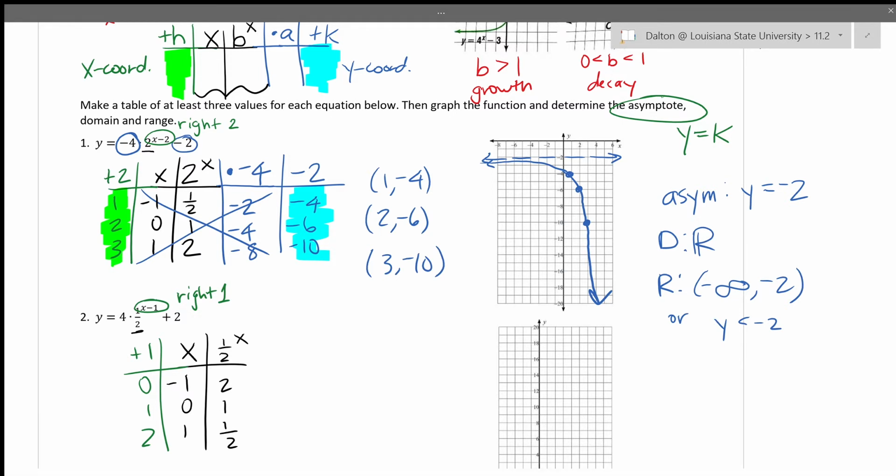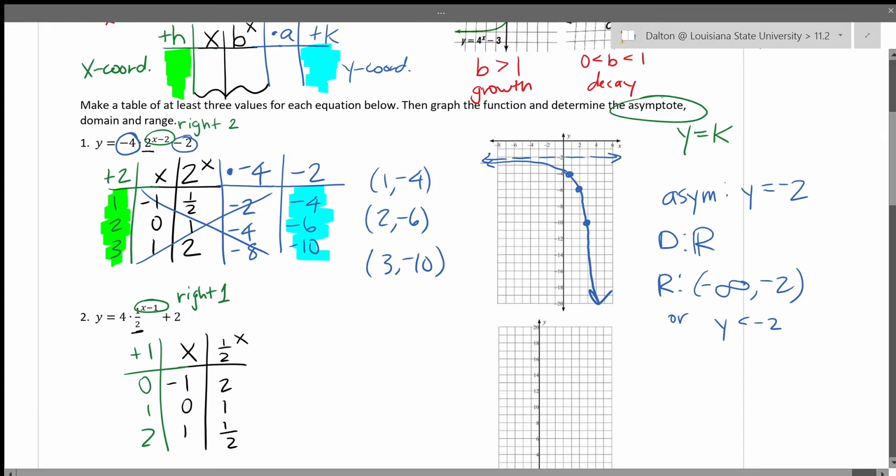And then the only other things we have left are a and k. Order of operations says we need to take care of the multiplication first. So we're going to take these 3 numbers, and then we're going to multiply them by a, which is 4. So 2 times 4 is 8. 1 times 4 is 4. 1/2 times 4 is 2. And then lastly, plus 2 means up 2. So that means we're going to be adding 2 to all of these numbers. 8 plus 2 is 10. 4 plus 2 is 6. 2 plus 2 is 4.